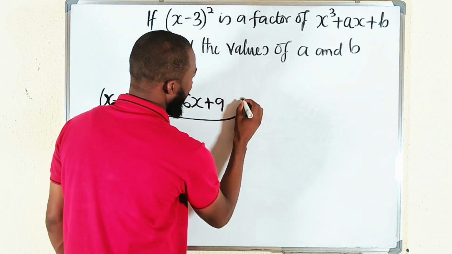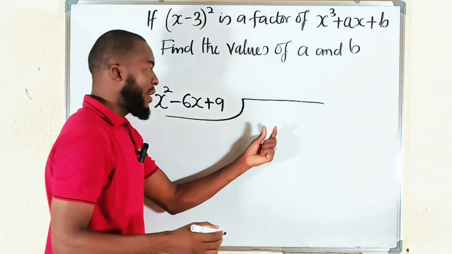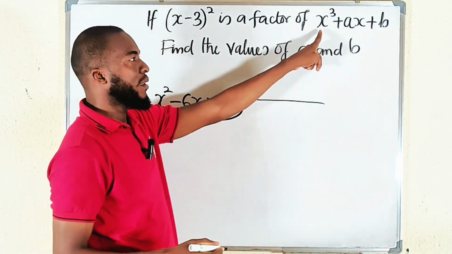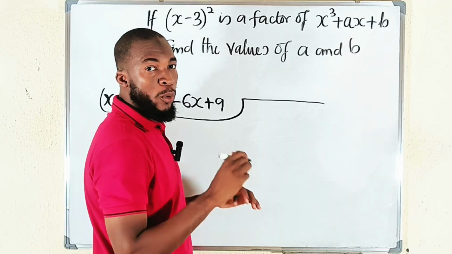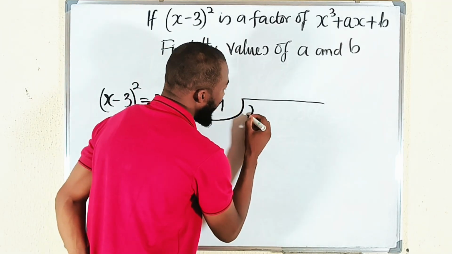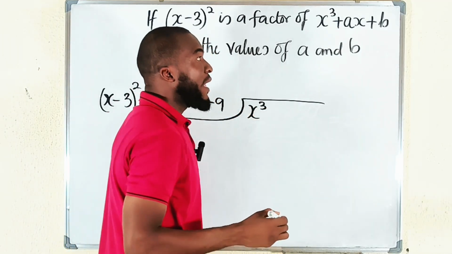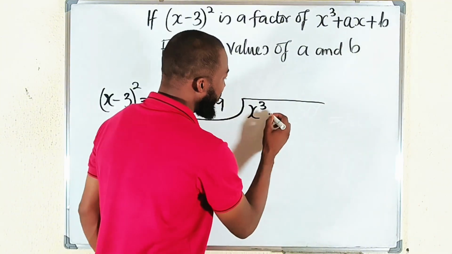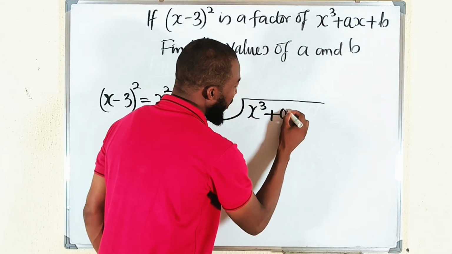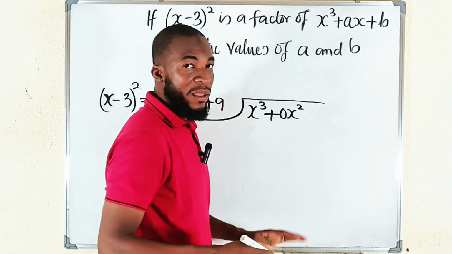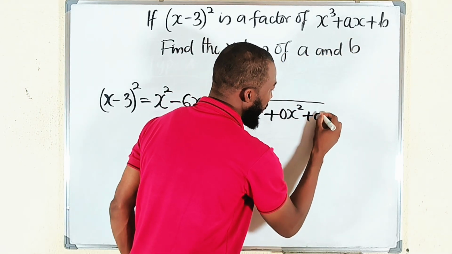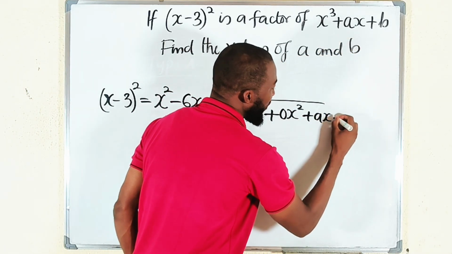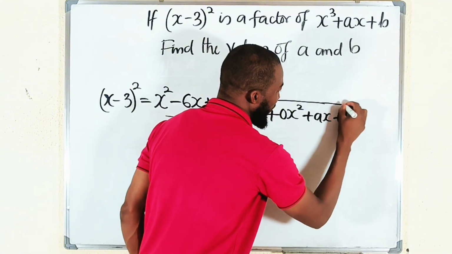So we are going to do something like this. Then what should be inside? This. But we are going to write it as a full polynomial. So we have x to the power of 3. X to the power of 2 is missing, but please include it: 0x squared. It is missing, right? Then x to the power of 1 is there, which is ax. Then the constant b is also available.